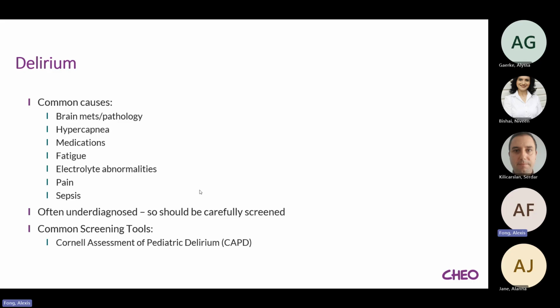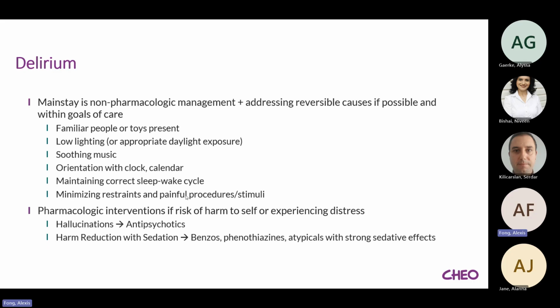Delirium is also very common at end of life. Common causes include brain mets, other brain pathology, hypercapnia, medications, fatigue, electrolyte abnormalities, pain, sepsis, so many different causes, many that overlap with the causes of delirium in your ICU patients as well. It's often underdiagnosed, so should be carefully screened. Common screening tools include the Cornell Assessment of Pediatric Delirium, which is my personal favorite.